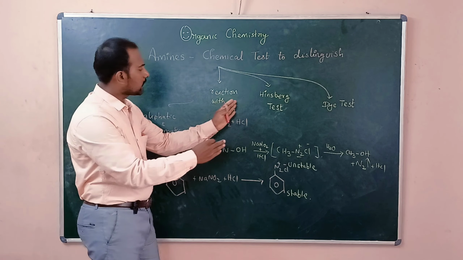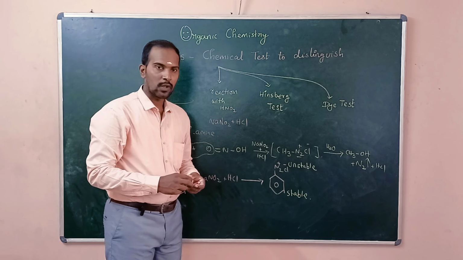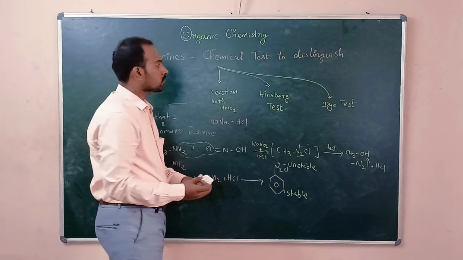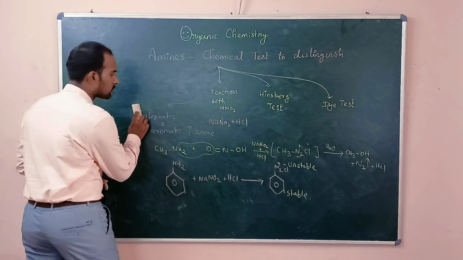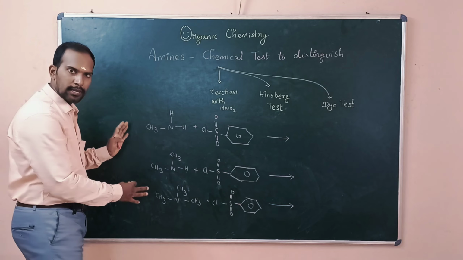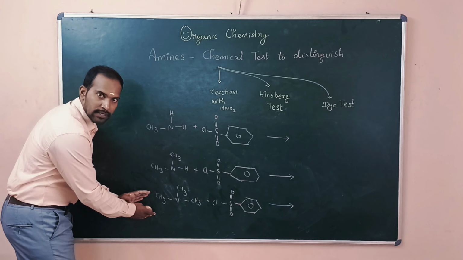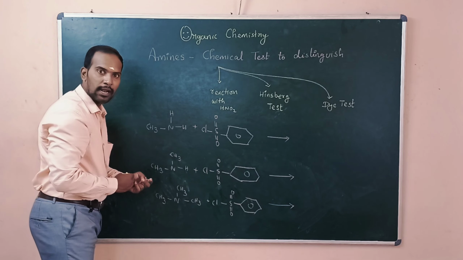Yes, now the third one we are going to discuss is the Hinsberg test. Okay, so what is the Hinsberg test? We already discussed that reaction with benzene sulfonyl chloride. In this reaction I have mentioned primary amine, secondary amine and tertiary amine, and in the Hinsberg test the reagent is benzene sulfonyl chloride.